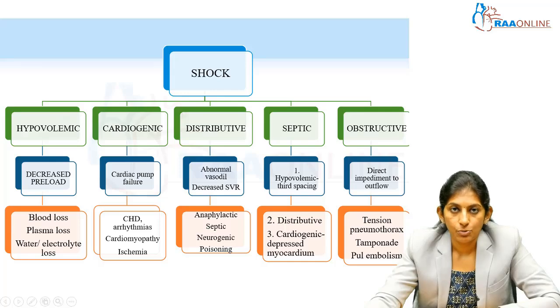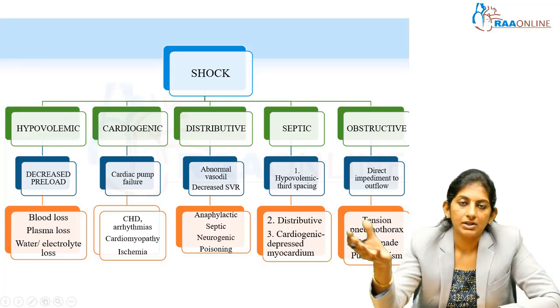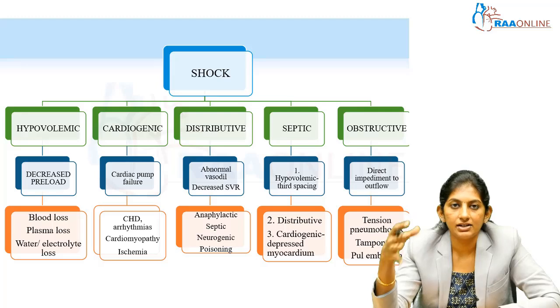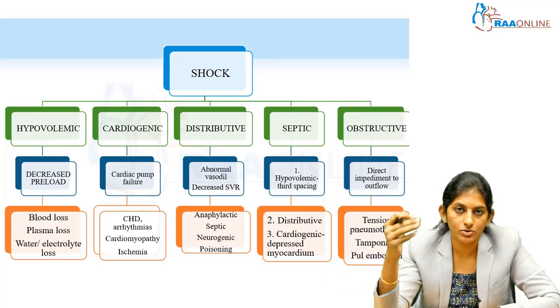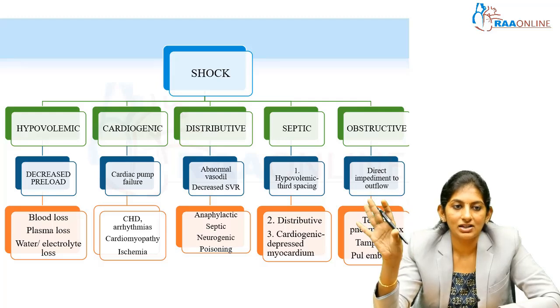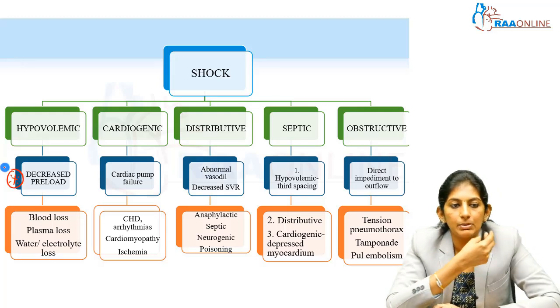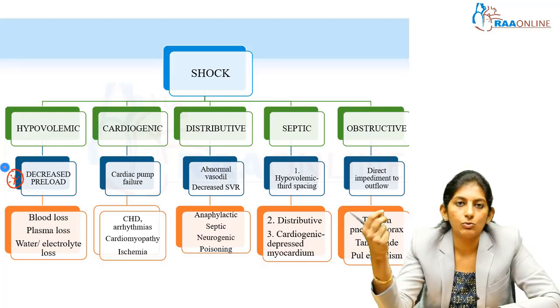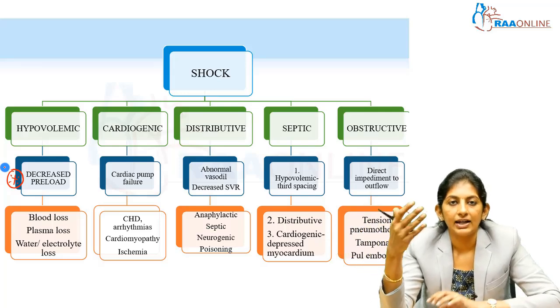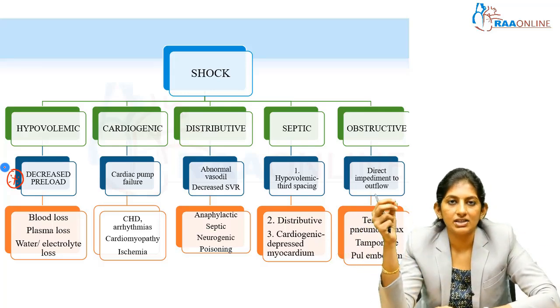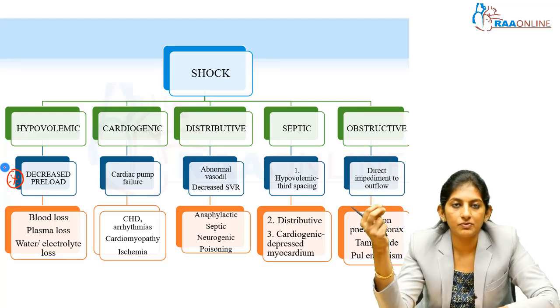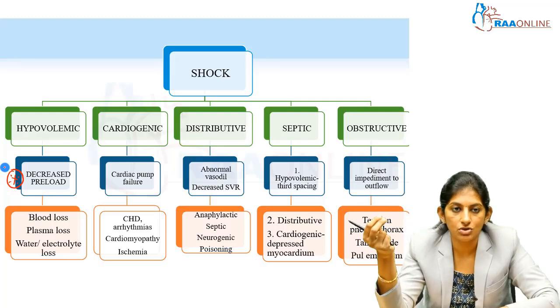First, we will start with hypovolemic shock. Hypovolemic means hypovolemia, so the child is losing so much fluid, so much blood. There is a great deal of fluid loss present. This will cause a decreased preload. There can be plasma loss, blood loss, water loss, electrolyte loss. Collectively, it will cause a decreased preload. So, that is the pathophysiology in hypovolemic shock.